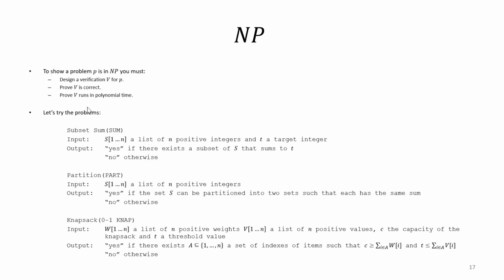Now, if you're doing this sort of informally on the side, you just want to confirm to yourself that a problem is in NP, then you probably just do step one, in hopes that in building the verifier, you intuitively confirm that it is correct and also polynomial time. But we're going to do all three steps and make sure we confirm this for all of them. Now, I did want to do this for a couple problems here.